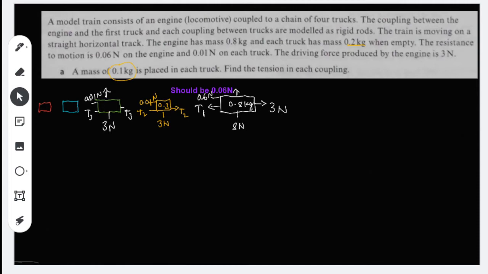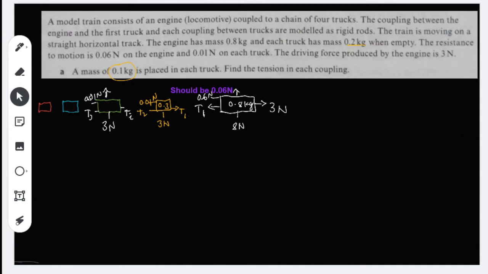Wait, let's check the coupling first. This is T sub 1. Oh, there's an error. It must be T sub 1, T sub 1, T sub 2. So this must be T sub 2 also here. This must be T sub 2. So you need to be very careful with the diagram. T sub 1, T sub 1, T sub 2, T sub 2.